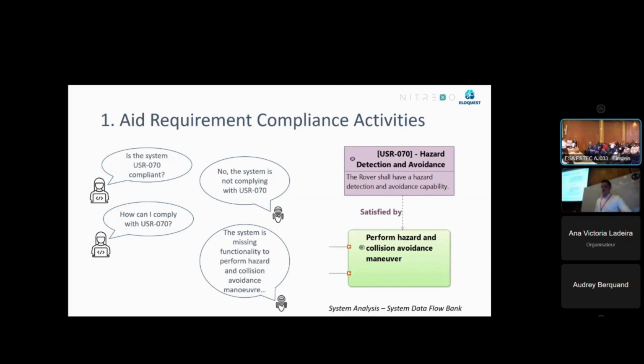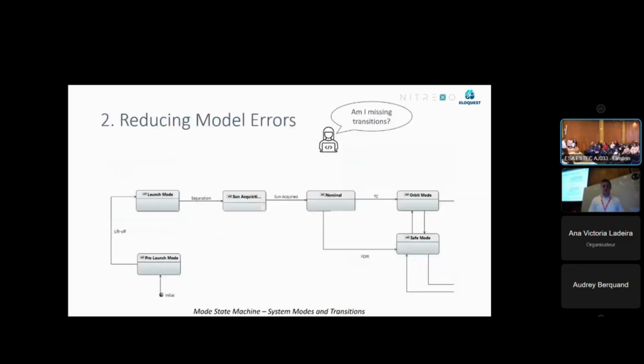And so in my system analysis diagram, I can then add an element in that system model that identifies, or that gives me the system functionality, to perform hazard avoidance collision with risk. It's a simple example. When you're dealing with hundreds and thousands of requirements, these sorts of things do get missed.